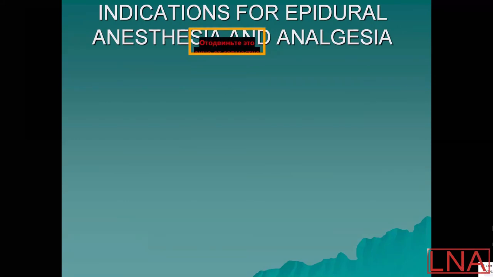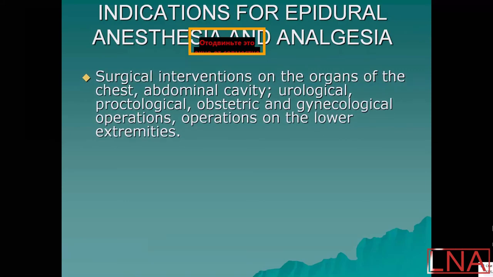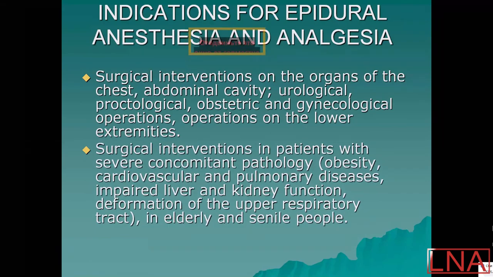Indications for epidural anesthesia and analgesia. Surgical intervention on the organs of the chest, abdominal cavity, urological, proctological, obstetric and gynecological operations, operations of the lower extremities. Surgical intervention in patients with severe concomitant pathology, obesity, cardiovascular and pulmonary diseases, impaired liver and kidney function, deformation of the upper respiratory tract, in elderly and senile people.